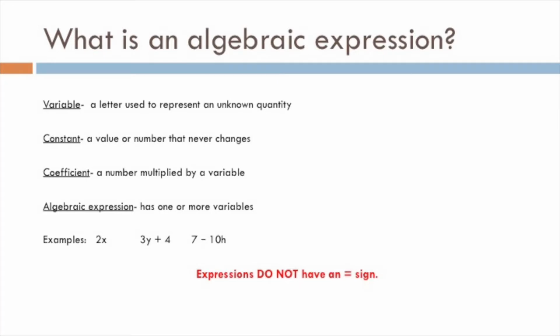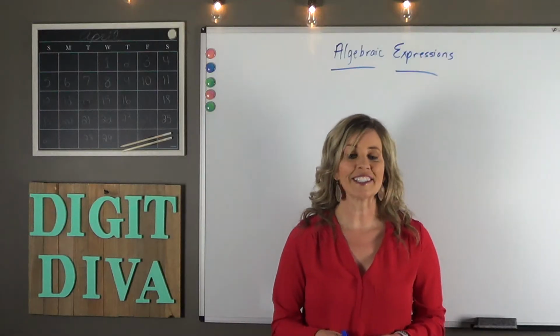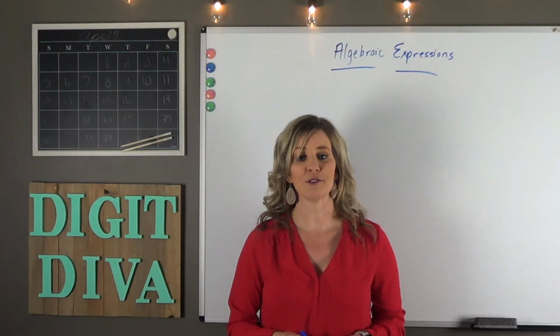Variable, a letter used to represent an unknown quantity. Constant, a value or number that never changes. Coefficient, a number multiplied by a variable. An algebraic expression has one or more variables. So what I'd like to do now is to give you an example of each one of those terms.